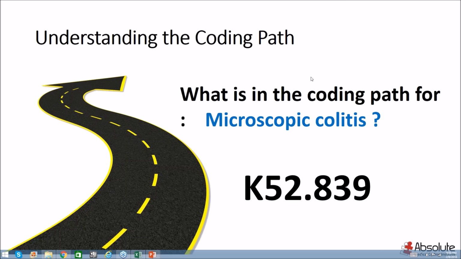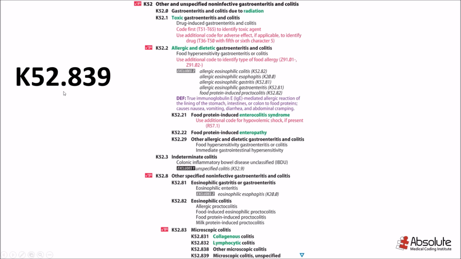Okay, some of you got it. Some of you are getting there. All right, so let's take a quick look. K52.838. Remember, all of the characters have to fall in the same order. K52, other and unspecified non-infective gastroenteritis and colitis. K52.8. Let's find K52.8. Other specified non-infective gastroenteritis and colitis.